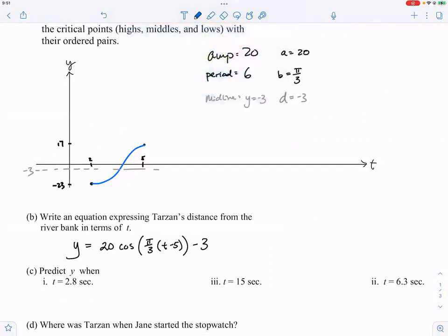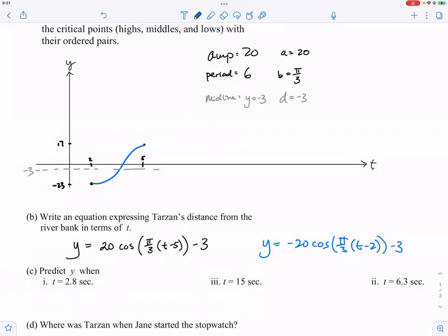Now there's another equally acceptable answer: I can see that it starts at the bottom. What starts at the bottom? Negative cosine. Anyone choose to write negative cosine? Okay, so if you see the lowest point, and you know the negative cosine will start from the lowest point, that's fine too. If you want to use negative cosine, then you would have negative 20 cosine of pi over 3 times t minus 2. Okay, so either way would be accepted.